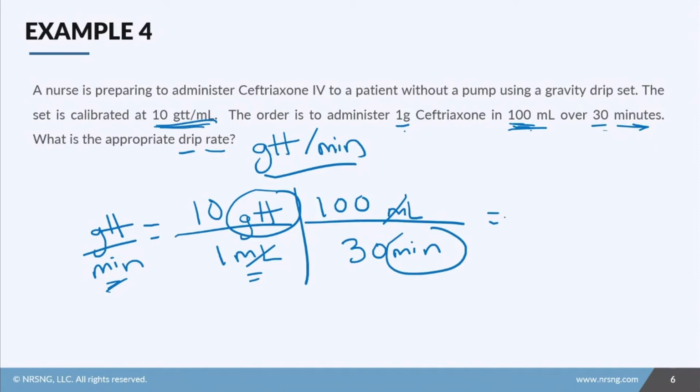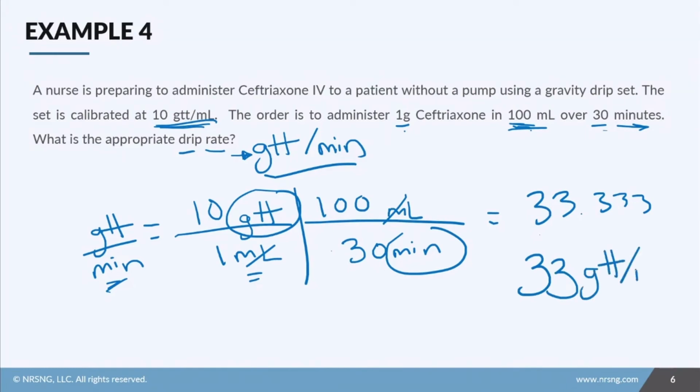Now we're going to multiply across the top, divide across the bottom. So 10 times 100 divided by 1 divided by 30 is going to give you 33.333 repeating, but we're using drops, right? When we round drops, we round to the nearest whole drop. In this case, 33 drops per minute. Okay. All right, let's do one more.